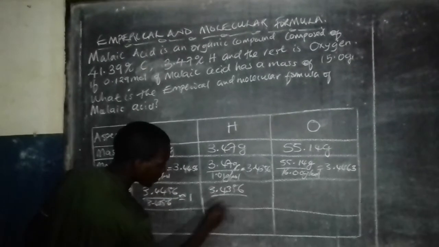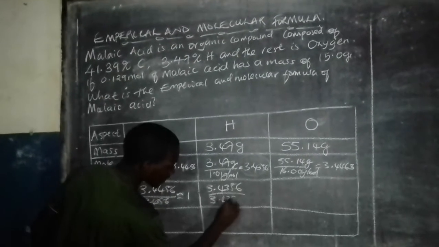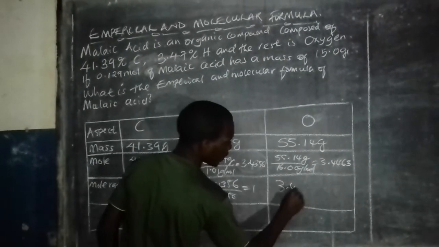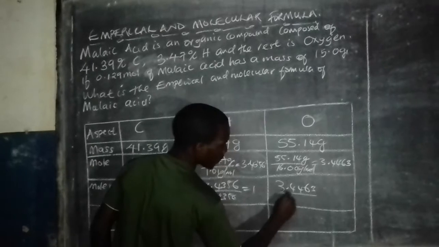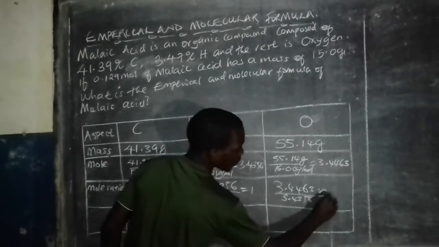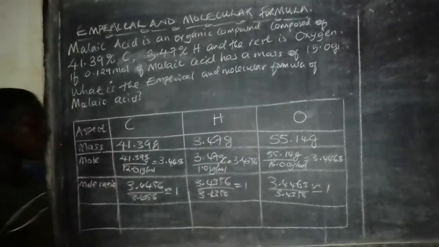So then the next one will be 3.4356 over the smallest, 3.4356. This is just 1. And the last one is 3.4463 over 3.4356. And this will also be approximately 1.